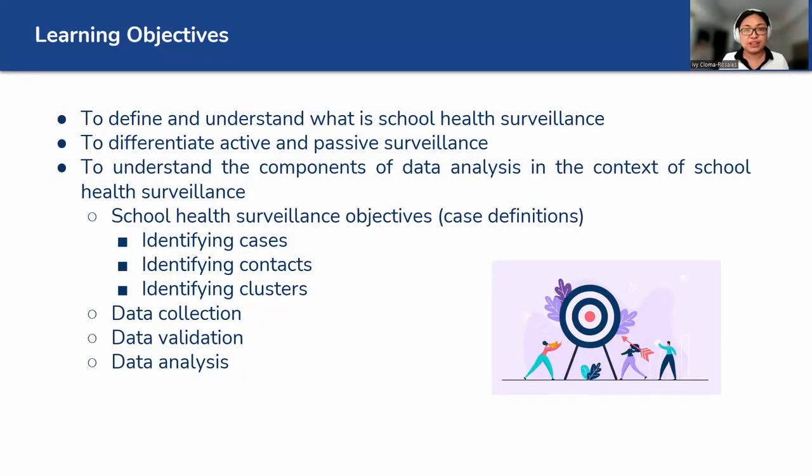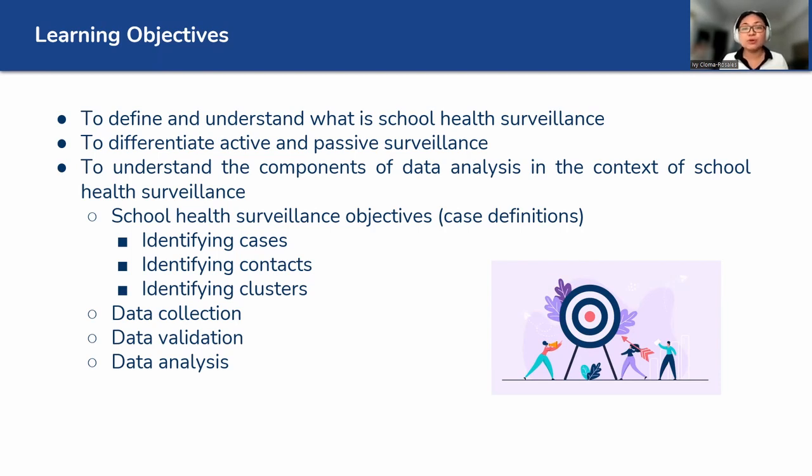The learning objectives for this module are as follows. First, we want to define and understand what is school health surveillance. Second is to differentiate active and passive surveillance. Third is to understand the components of data analysis in the context of school health surveillance.